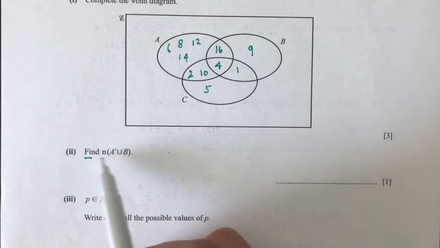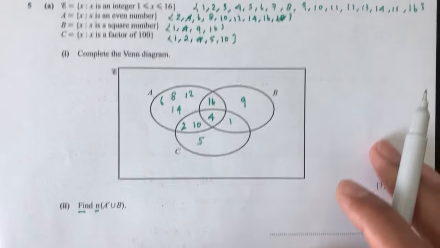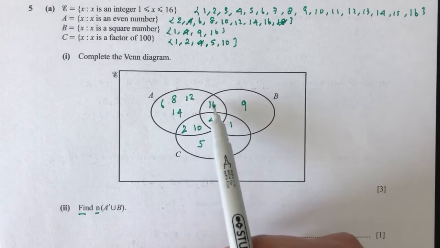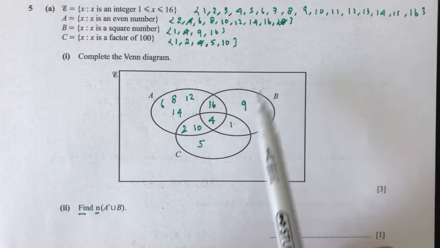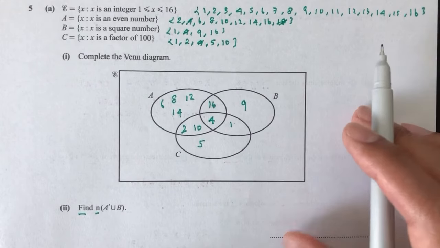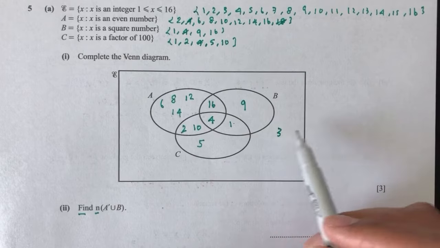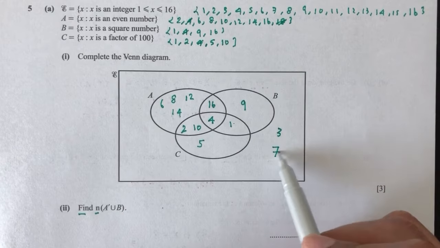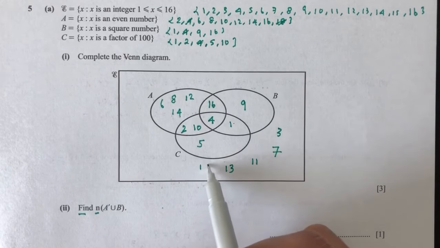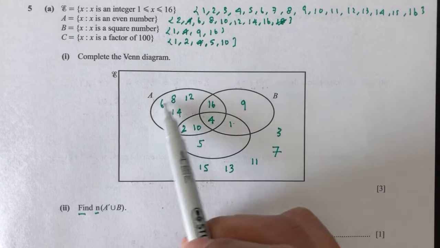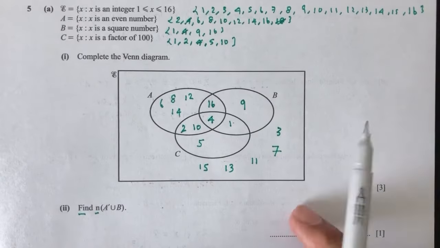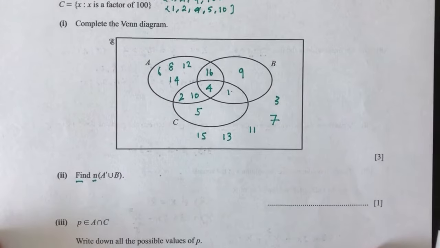So now part 2, find the number of A. Okay, so I think I missed one thing. What is outside, right? So let's count. Here we have 1, 2, 3, 4, 5, 6, 7, 8, 9, 10, 11. So we have 16 numbers. So what will be outside? Let's find out. So what is not in those sets? We have 3, we have 7, we have 11, we have 13, we have 15. And let's count. 16 numbers. So that's good. That's actually the good answer for this part 1.